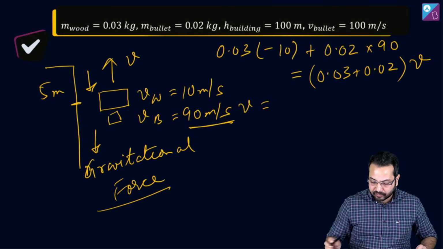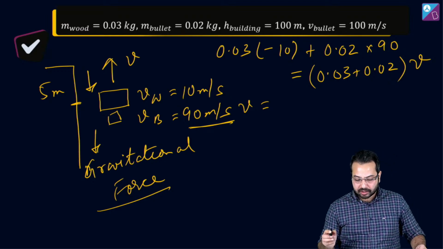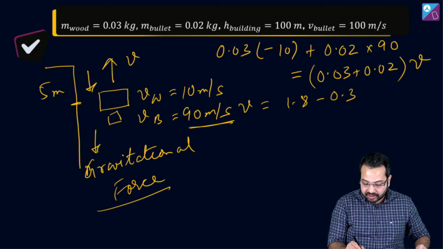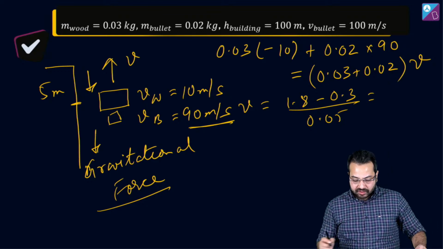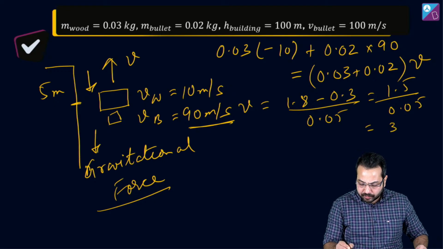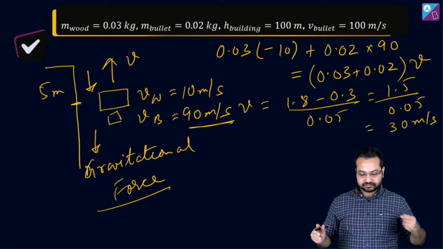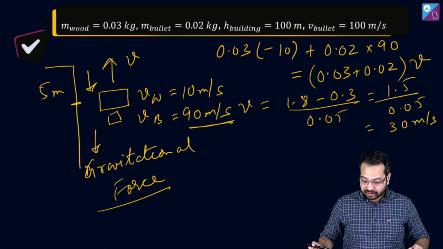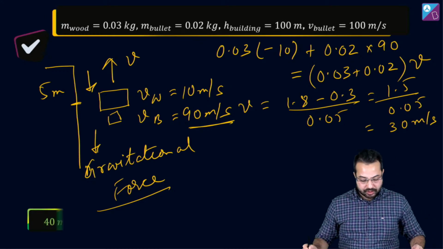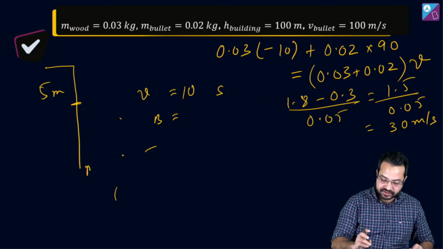So from here, what do I get? This is going to become 9 into 0.2, so 1.8, minus 0.3, divided by 0.05. So this is 1.5 divided by 0.05, which is going to be 30 meters per second. I hope I have not made a calculation error here. Right, it looks like 30 meters per second. So I have found out the combined velocity. I'm going to rub this off. What is the combined velocity of the system?